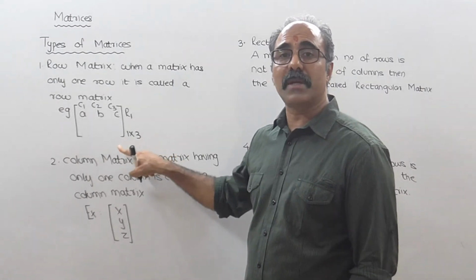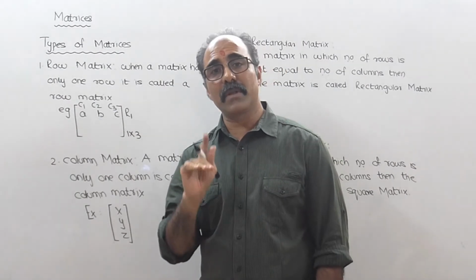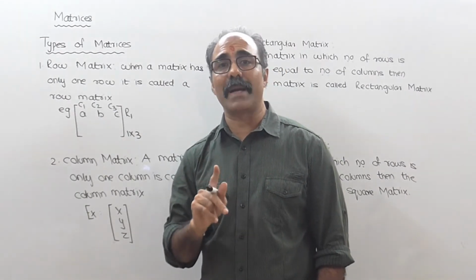So how many rows does it have? 1 row. How many columns does it have? Don't bother. We are concerned only with there being 1 row, which is a proper representation of the fact that it is a row matrix.